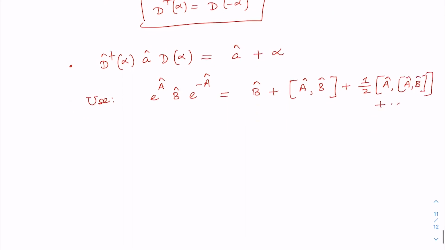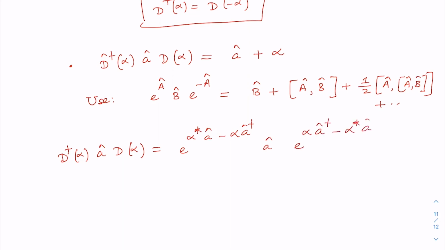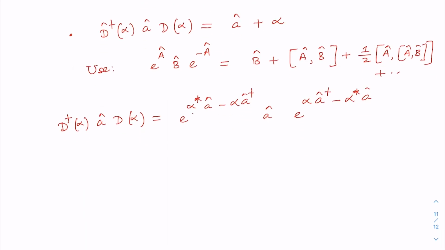Okay, let us find it out. D dagger alpha A d alpha, and d dagger alpha is e to the power alpha star a minus alpha a dagger, A, e to the power alpha a dagger minus alpha star a. Okay, now let me take it as A here, capital A, and then apply the formula.